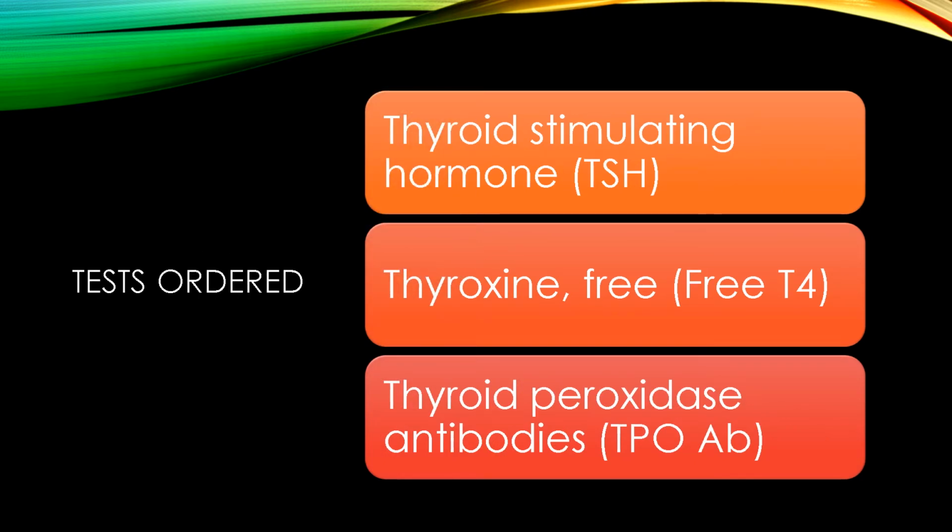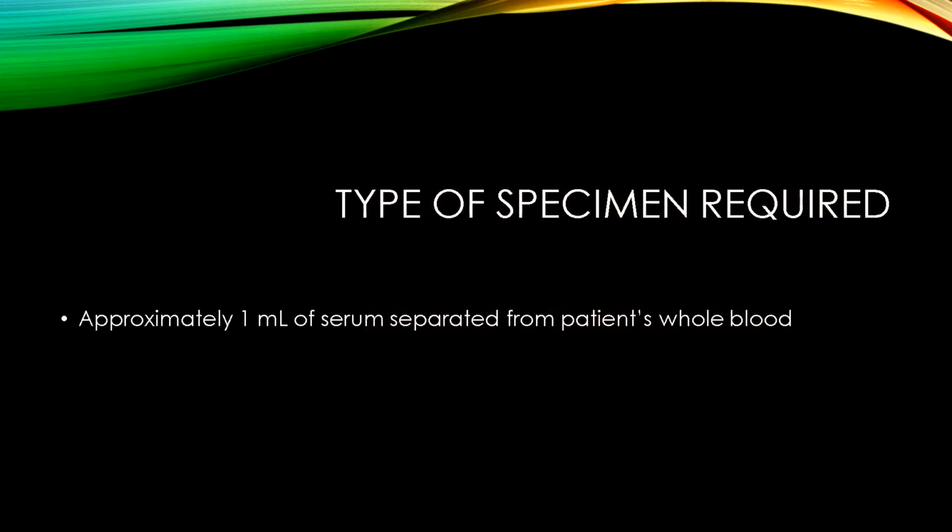After a physical examination, her physician decided to order a thyroid stimulating hormone level, free T4, and the thyroid peroxidase antibody study. As mentioned previously, we're discussing the thyroid peroxidase antibody study, and for this particular immunoassay, we need approximately 1 milliliter of serum that has been separated from the patient's whole blood sample.